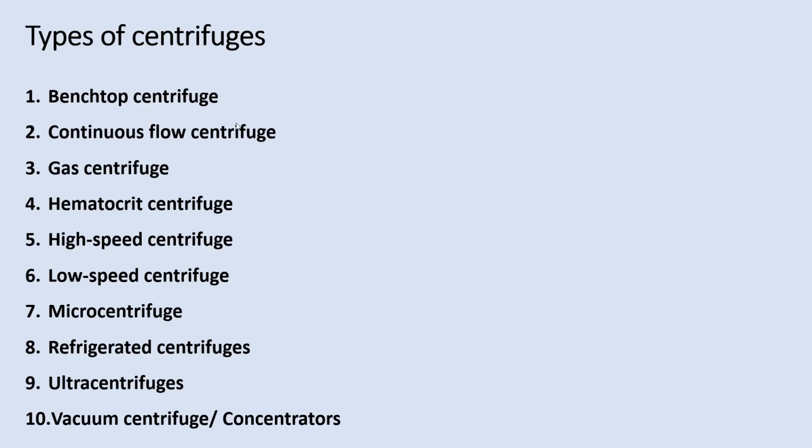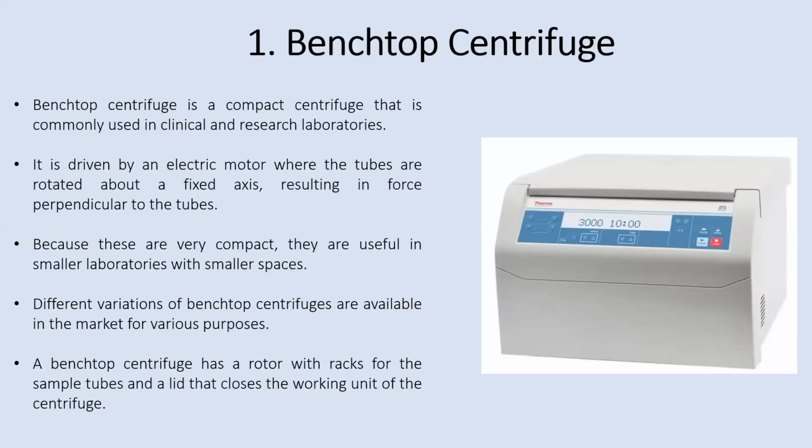Benchtop centrifuge, continuous flow centrifuge, gas centrifuge, hematocrit centrifuge, high-speed centrifuge, low-speed centrifuge, microcentrifuge, refrigerated centrifuges, ultracentrifuges, and vacuum centrifuge, which are also called concentrators. So we are going to see briefly all these 10 types of centrifuge.